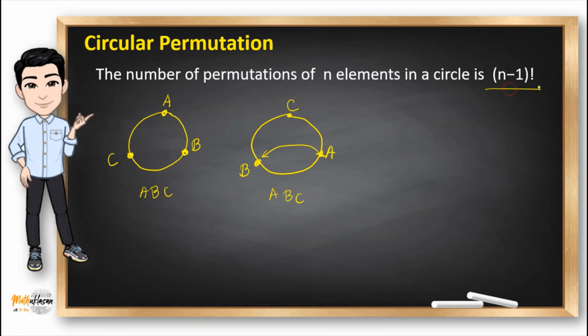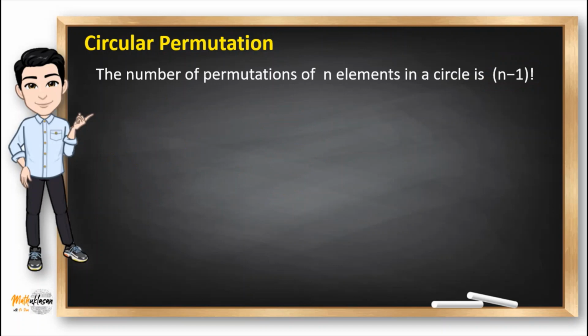That is why the formula is subtracted by 1, removing all the possible overlapping arrangements. So that is n minus 1 factorial.